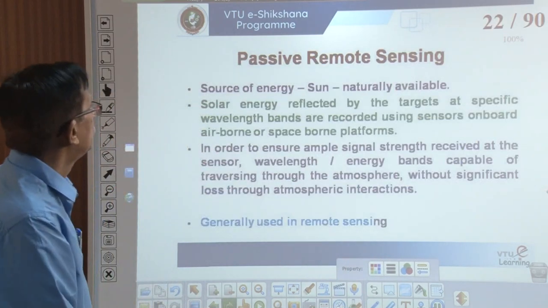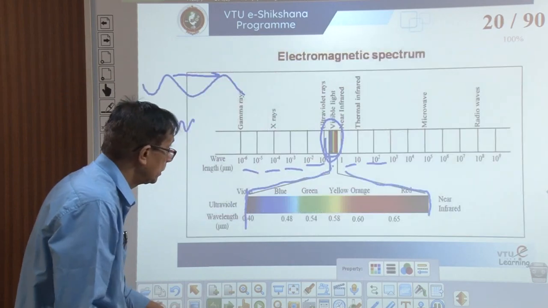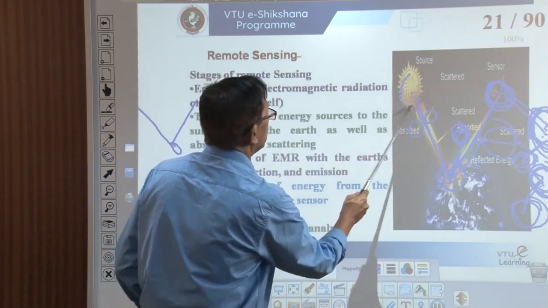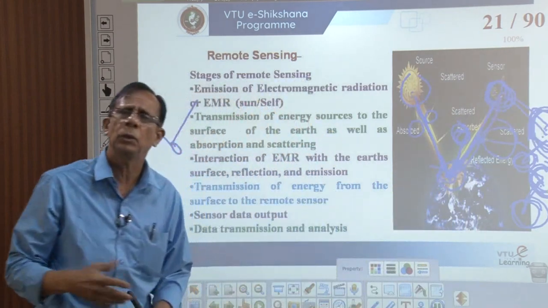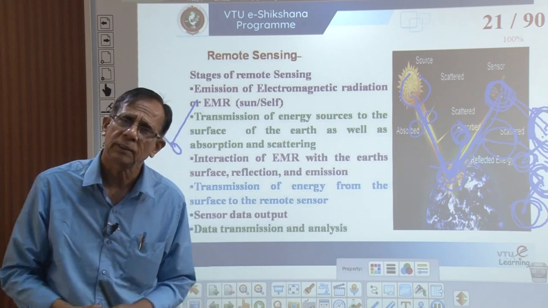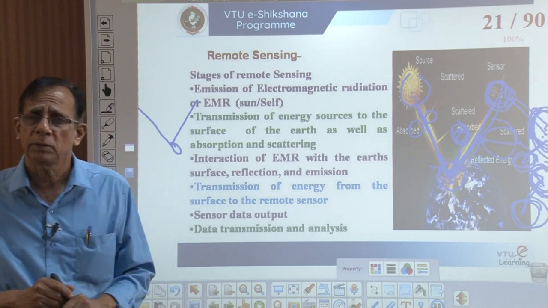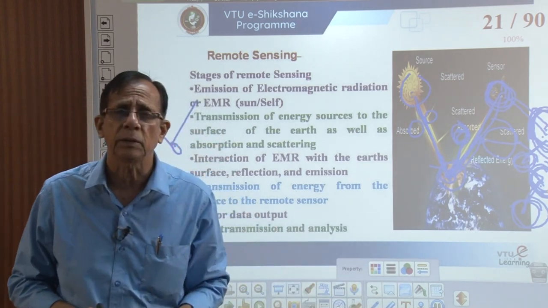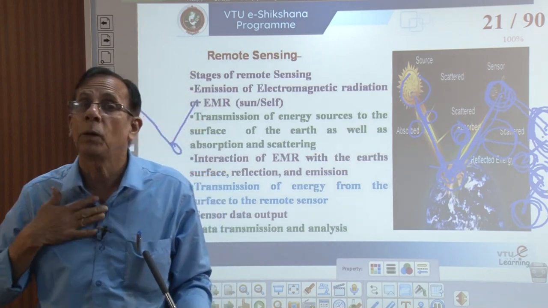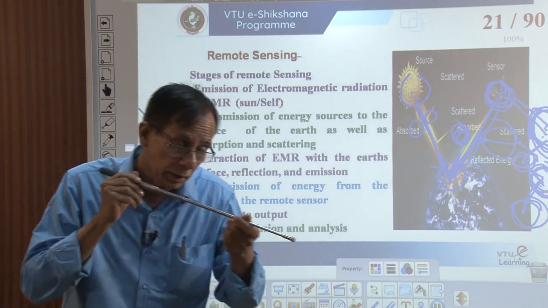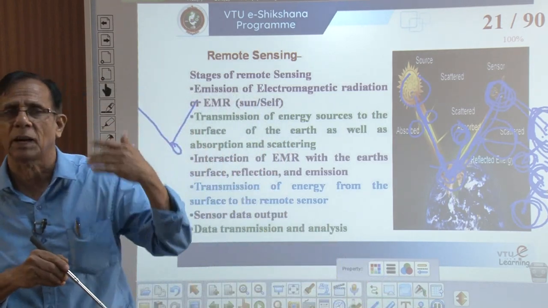Now, here the sun is emitting energy, and whatever energy is reflected by the object, I am able to capture. If there is no sun, I am not able to capture anything. It is a dark place. What do I do? I use my torch. I have my own energy. I send my energy to the object, and whatever it reflects, I capture.